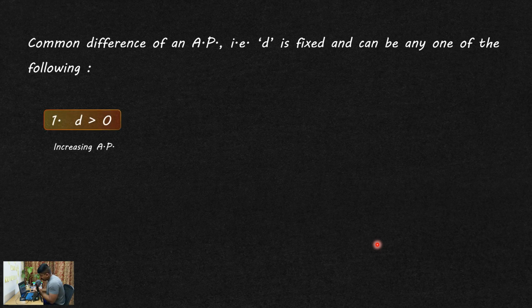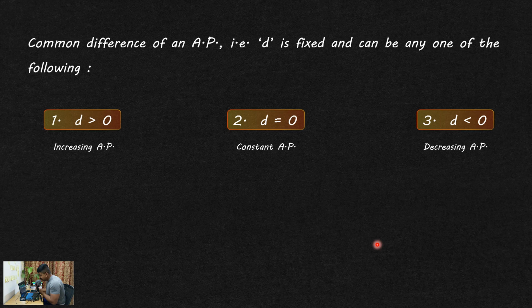First, D can be greater than 0, that is positive. In this case, AP is said to be increasing. Second case, D is equal to 0. In this case, AP is said to be a constant AP. And D can also be less than 0, that is, D can also be negative. In this case, we have a decreasing AP.